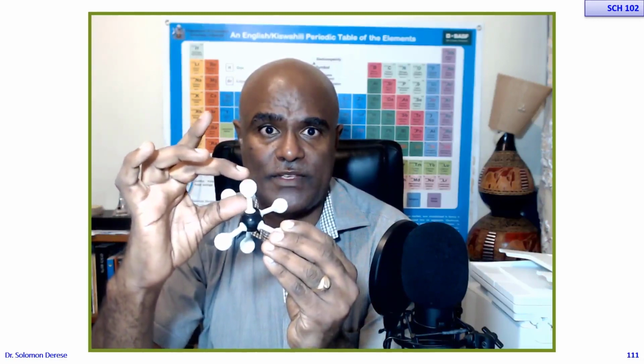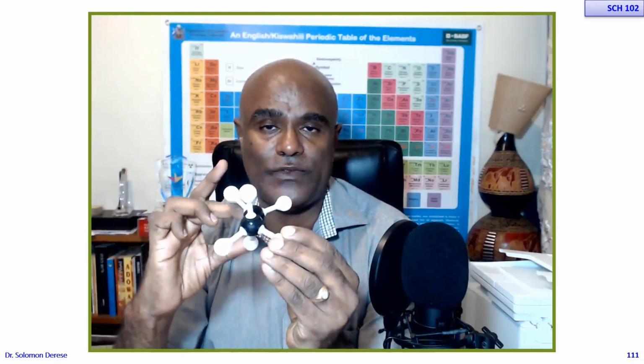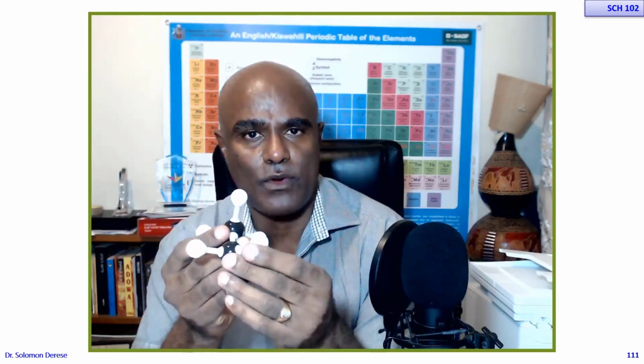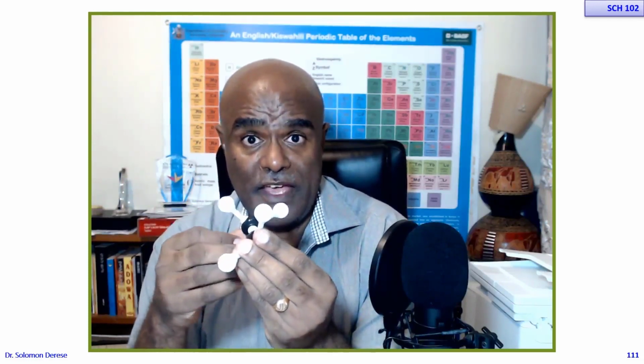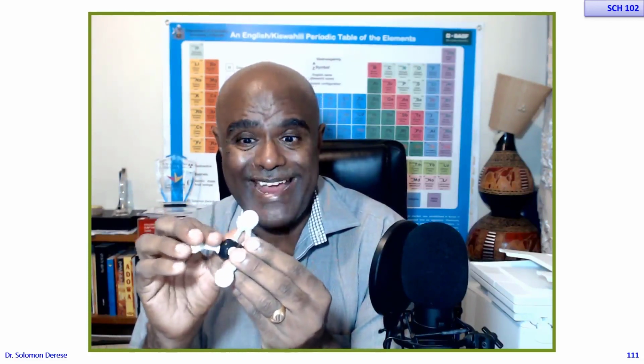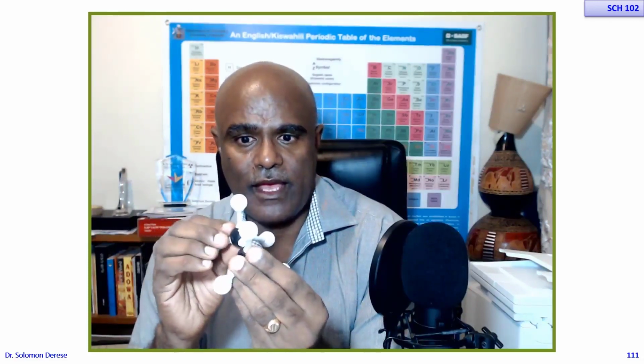So in the staggered conformation, there is no electrostatic repulsion between the electrons of this carbon-hydrogen bond and the electrons of the other carbon-hydrogen bond. Even these ones are as far away from each other as possible. This is the staggered conformation. So between the two conformations, the staggered conformation is very stable, while the eclipsed conformation is the least stable.